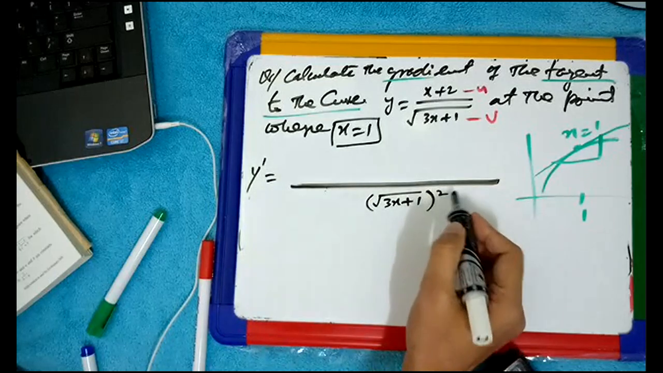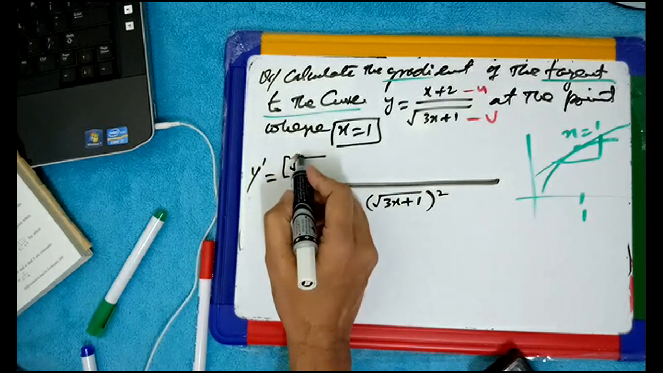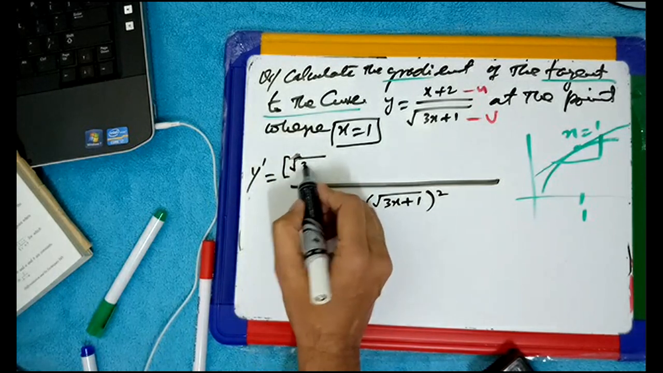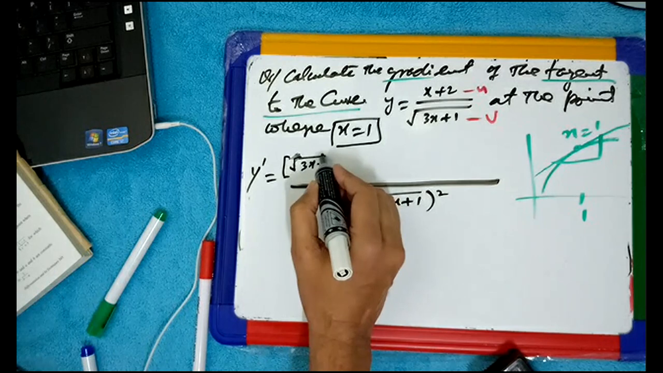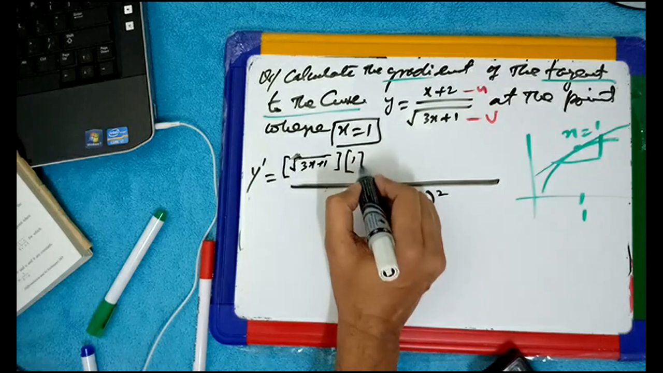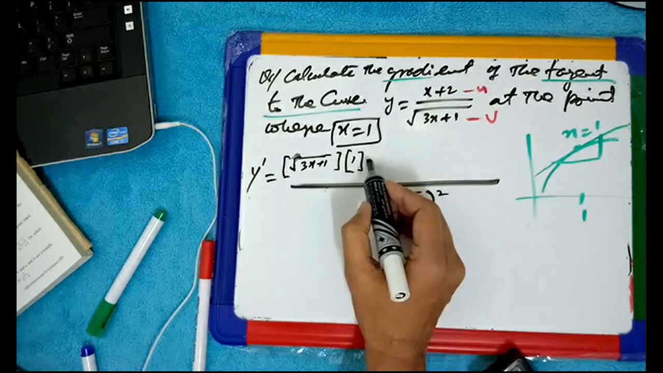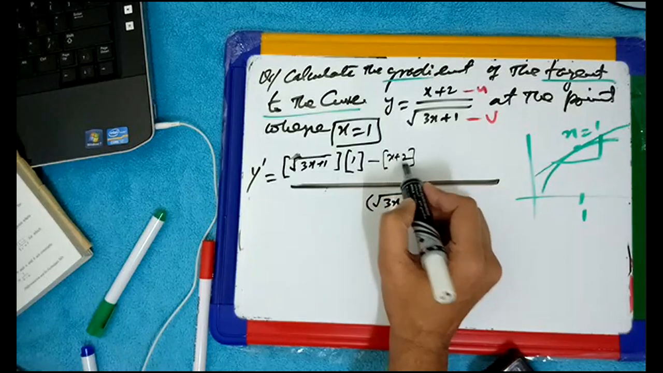So now, if I write v over here, v is basically the square root of 3x plus 1. Then u dash. What is u dash? It's 1. Very nice, 1. Then v u dash minus u, which is x plus 2, times v dash.